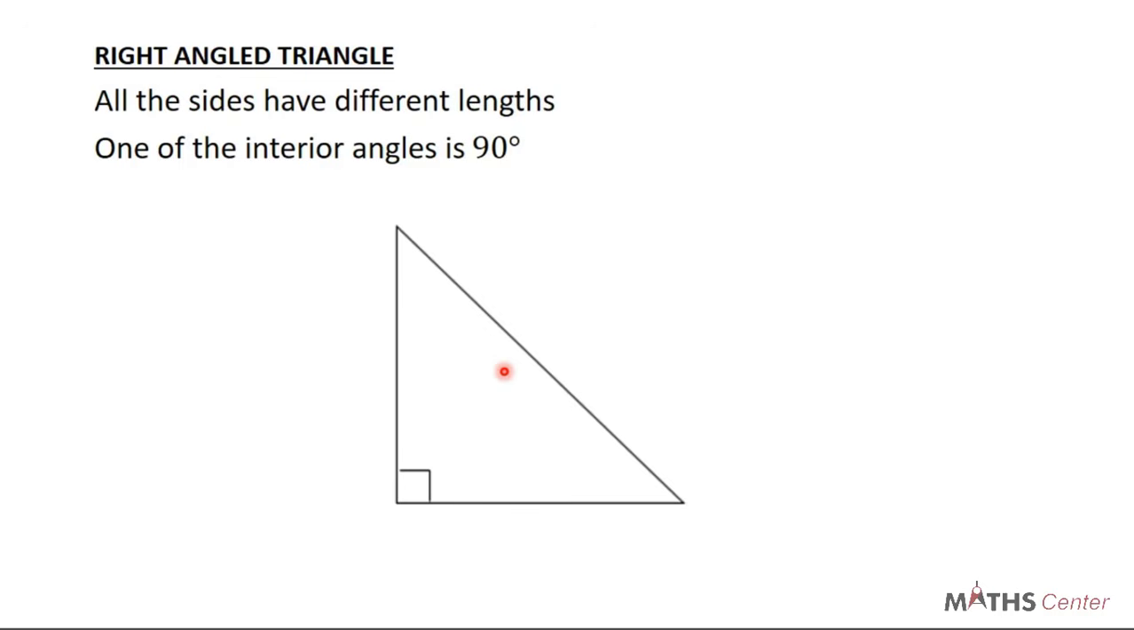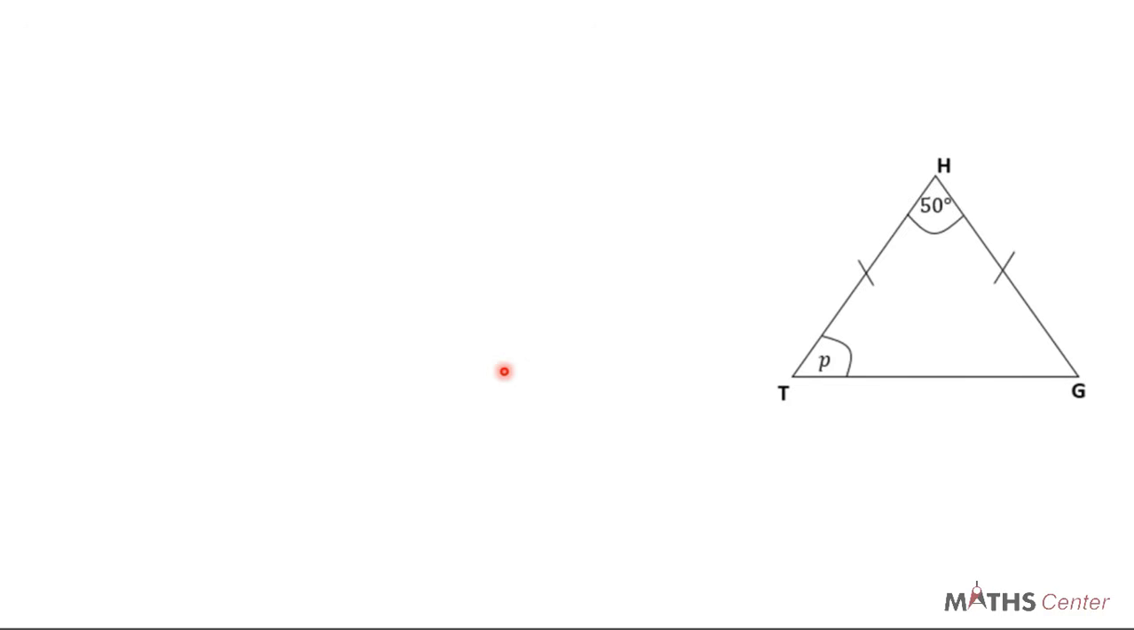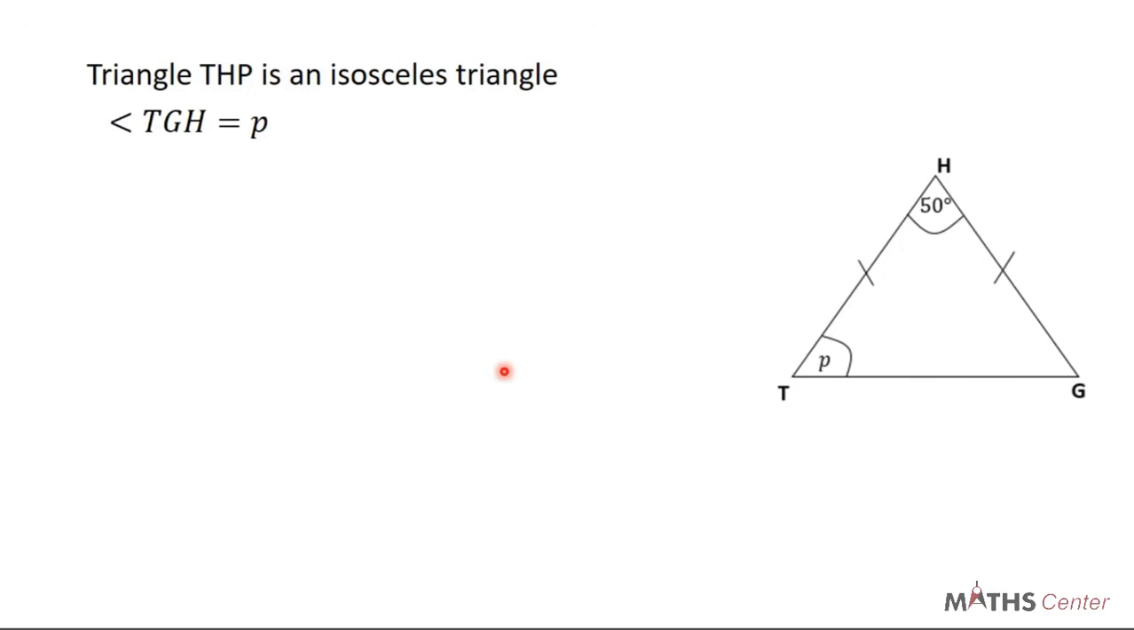Now let's use these properties that we've learned about triangles to solve some questions. Let's pick the first question. We are being told to find the value of the letter in the following diagrams, and we have been given our first diagram. So straight away, looking at this diagram, we can see that triangle THG is an isosceles triangle. The reason being that there's one line here and one line here, showing that the length of this side and the length of that side are the same.